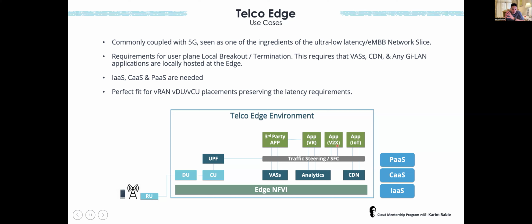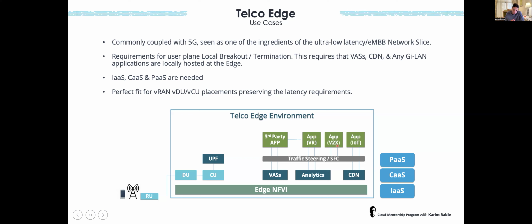Usually on the edge data center, you need to provide three things: infrastructure as a service, which is the classic hypervisor stuff like virtualization. The CaaS, container as a service, where you need to have an engine or a platform to host containers. And then the PaaS, where you start to provide additional services on top of the CaaS, for example, monitoring, automation, any kind of extra service that can be defined as PaaS from a telco perspective.